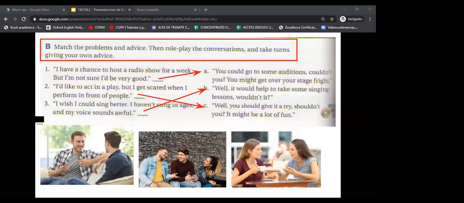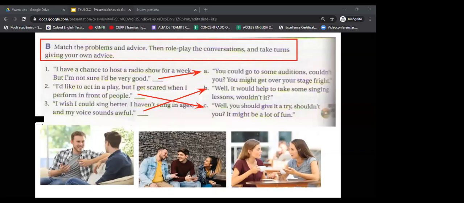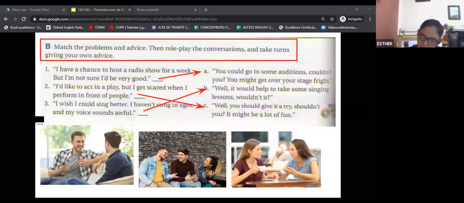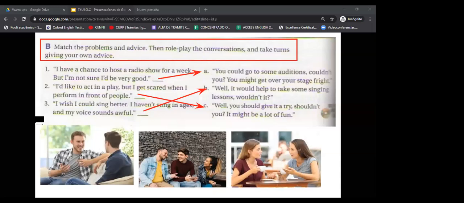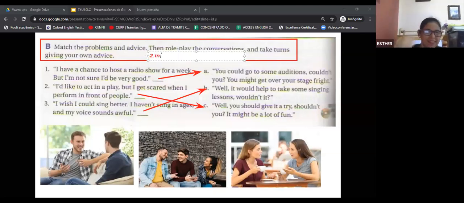You should give it a try. Okay, shouldn't you? Are you ready? Yes, are you finished? Because maybe it's better to sing. Yeah, yes. You're doing correct. First is letter A, then C, and the last B. You have two incorrect. One, only teacher. Only one teacher. Two incorrect.